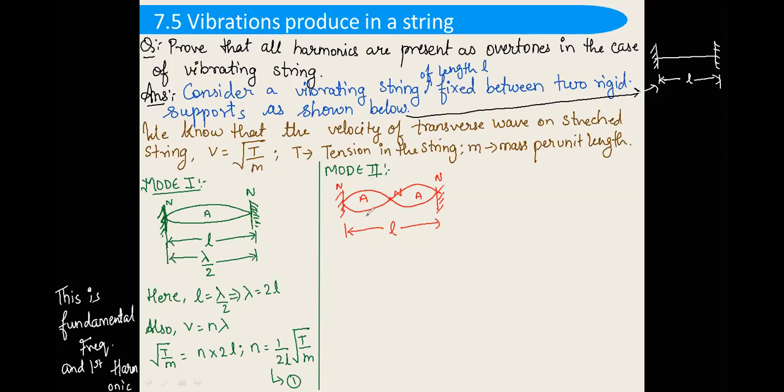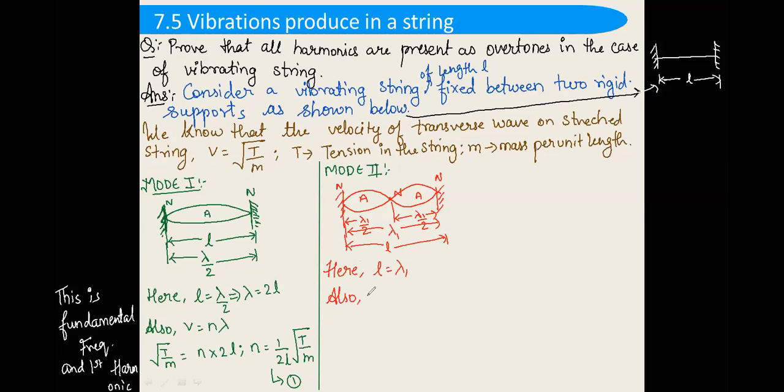Okay. So what is the distance between two alternating nodes? It is lambda by 2. But the lambda notation is already used in the first case, so we will say this is lambda 1, and this is again lambda 1 divided by 2. In total we will get lambda 1 by 2 plus lambda 1 by 2, which is lambda 1, and the length of the string is L. So we can say here, L is equal to lambda 1.